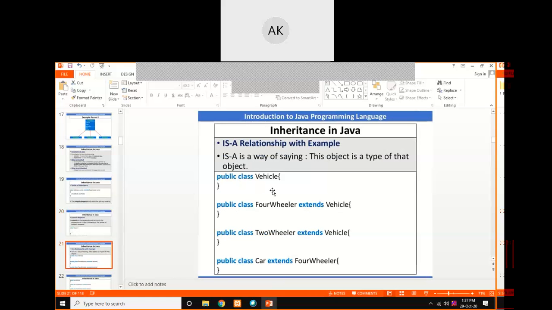For example, if I'm talking about a vehicle class, and I have a two-wheeler and a four-wheeler, the vehicle is a parent class or the super class, whereas the four-wheeler is extending the vehicle. Then the two-wheeler is also extending the vehicle. That is, four-wheeler is a vehicle, two-wheeler is also a vehicle, and car extends the four-wheeler. So car is a four-wheeler, so it is forming an is-a relationship.